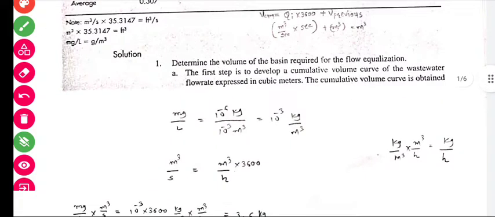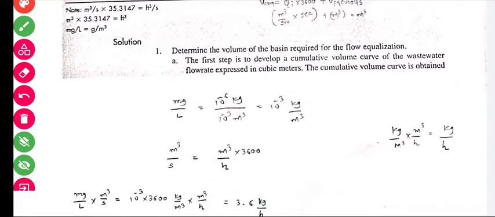Here I have shown you. To convert milligram per liter into kg per meter cube, 1 milligram is 10⁻⁶ kg, and 1 liter is equal to 10⁻³ meter cube. So 10⁻³.